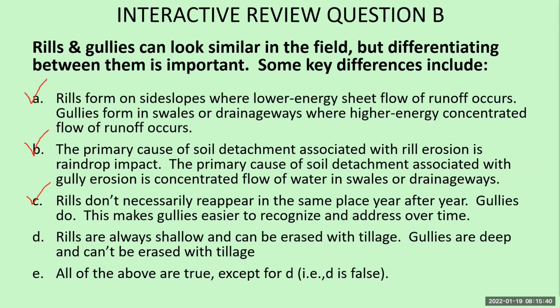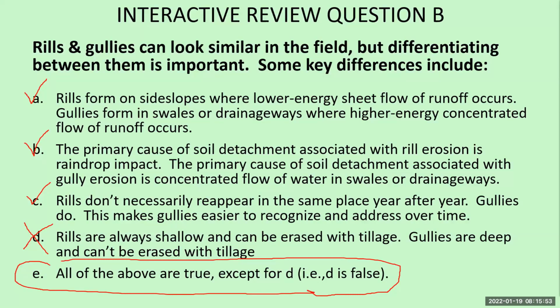And so we need a tool. Meanwhile, gullies are easier to recognize, and RUSLE 2, as it so happens, doesn't apply. This is wrong. D is wrong, which means that E is the correct answer, right? All of the above are true except for D.